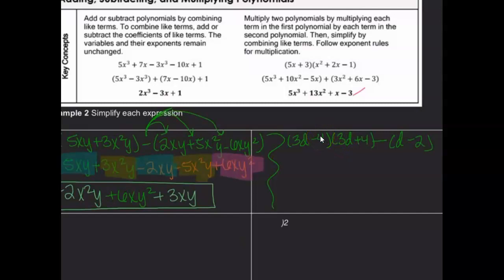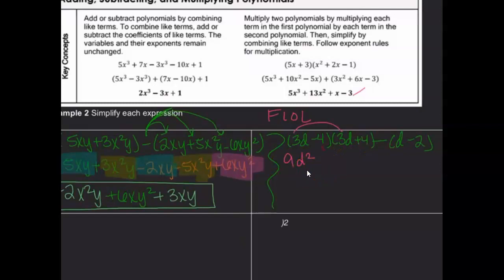So if you don't remember what FOIL is, it's first, inner, outer, last. So we're going to multiply my first terms together. 3d times 3d, which is 9, because 3 times 3 is 9, d squared. Because d times d is d squared.